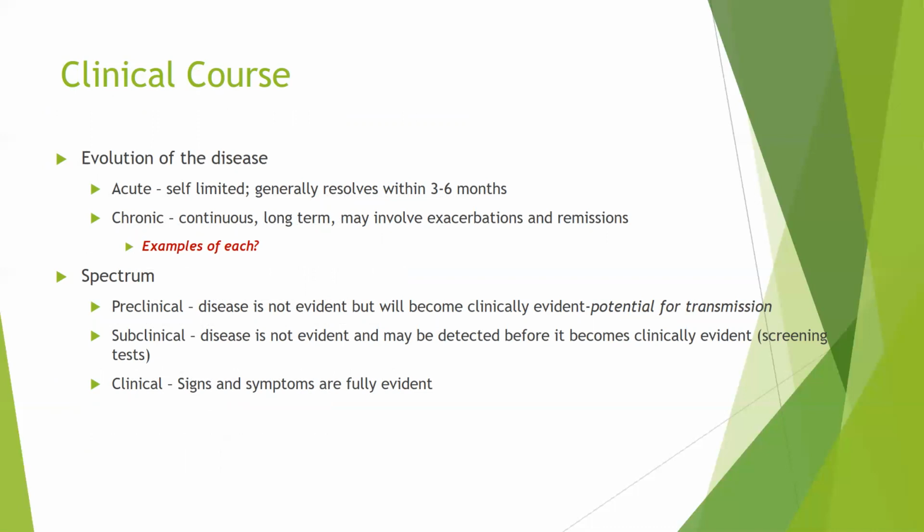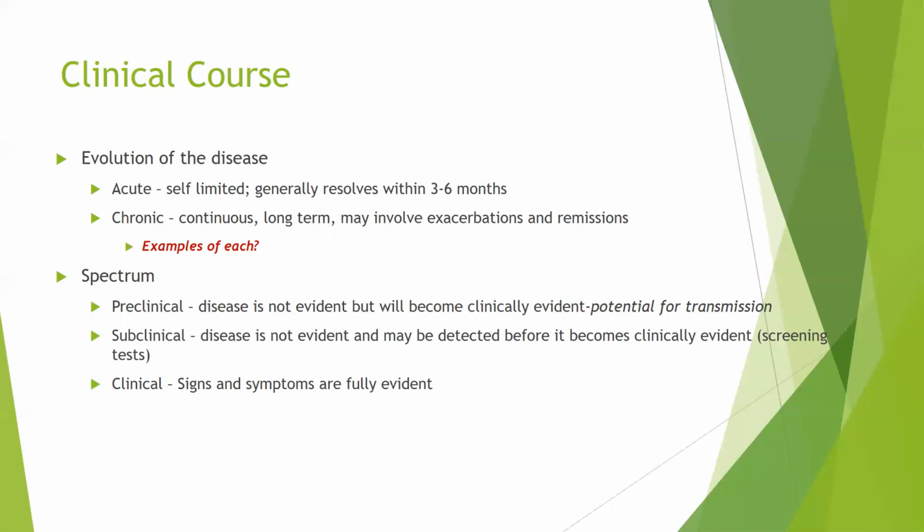With each diagnosis, there will be a specific clinical course or evolution as to how the disease may progress. Diseases may be acute or they may be chronic. Looking at some examples of these, what do you think? An acute disease state is generally going to be self-limiting, and it typically is going to resolve within 3 to 6 months. Whereas a chronic condition is continuous, it is long-term. You may have times when the disease is in remission, or you may have exacerbation of that disease.